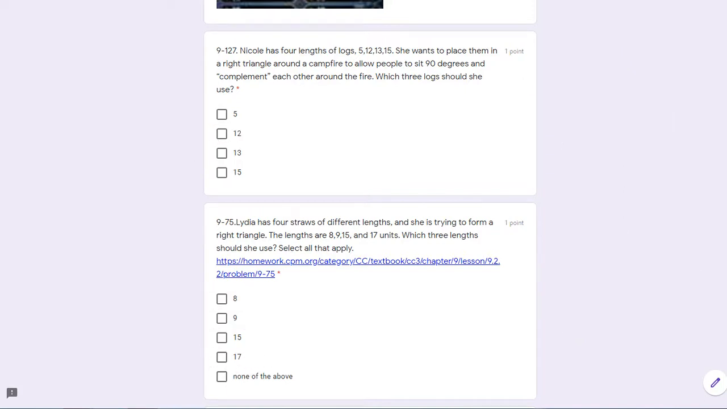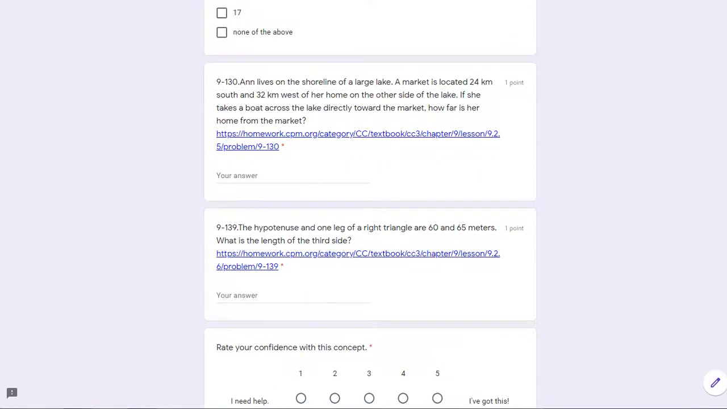Okay, moving along. Let's take a look, see what else we got going on here. Okay, this next one, Maria lives on the shore side of a large lake. A market is located 24 kilometers south and 32 kilometers west of her home, on the other side of the lake. If she takes a boat across the lake directly to the market, how far from her home? Okay, so the key is getting the problem set up correctly.